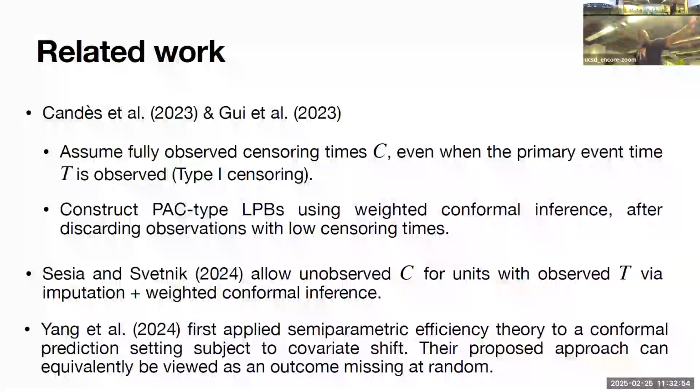So that's one work on survival time that appeared somewhat recently. These are very fast-moving developments. As we were working on our paper, Sesia and Svetnik provided a method that allows for unobserved C for units with observed T, and deals with it by imputing those unobserved C. Then they use standard weighted conformal inference of Candès and colleagues.